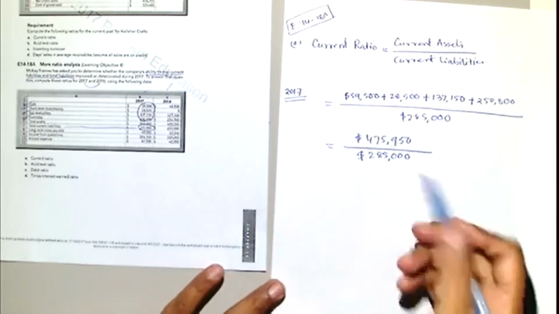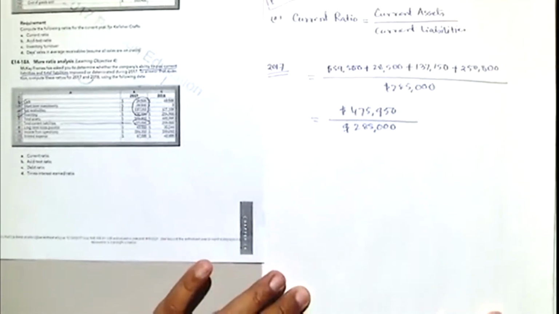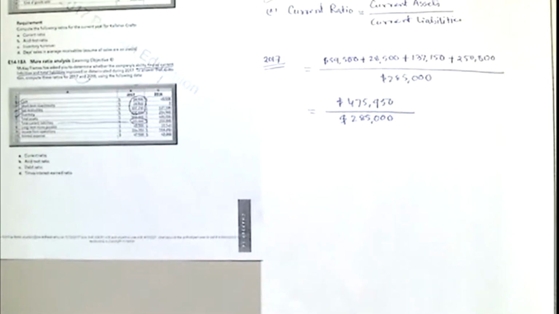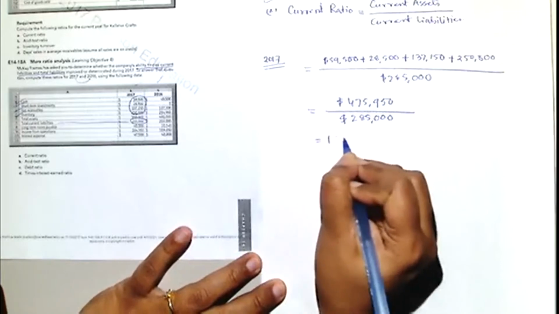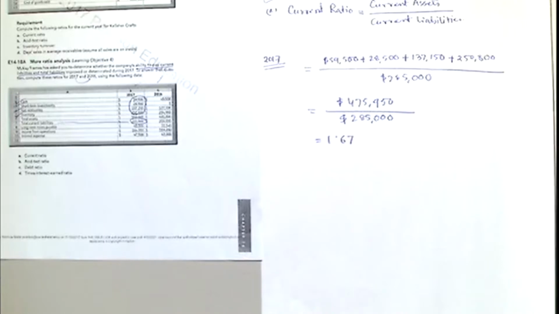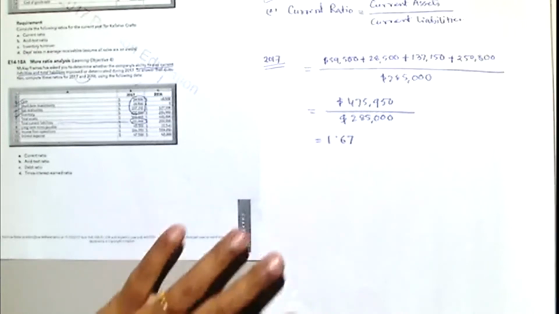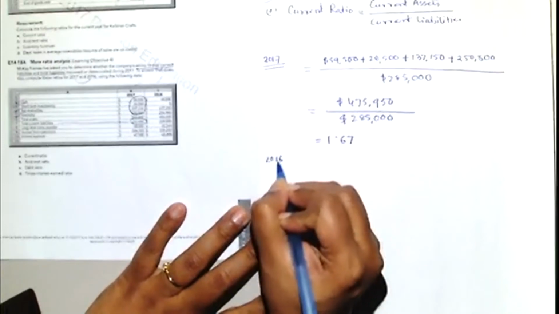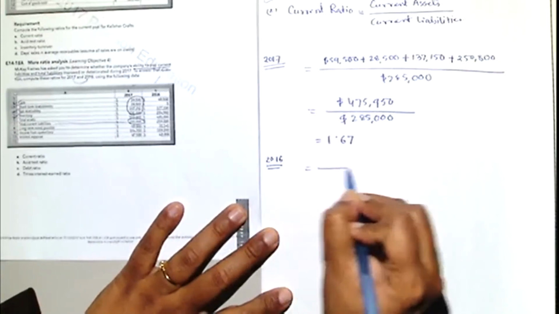15 or 50? 50? Or 15? I got it? Okay, Nina, can you check it and tell me what your ratio is? 1.67. Okay, you can round it to 2 digits after the decimal. 1.67. Great. We're going to do the same thing, but this time I want you to do it for 2016.